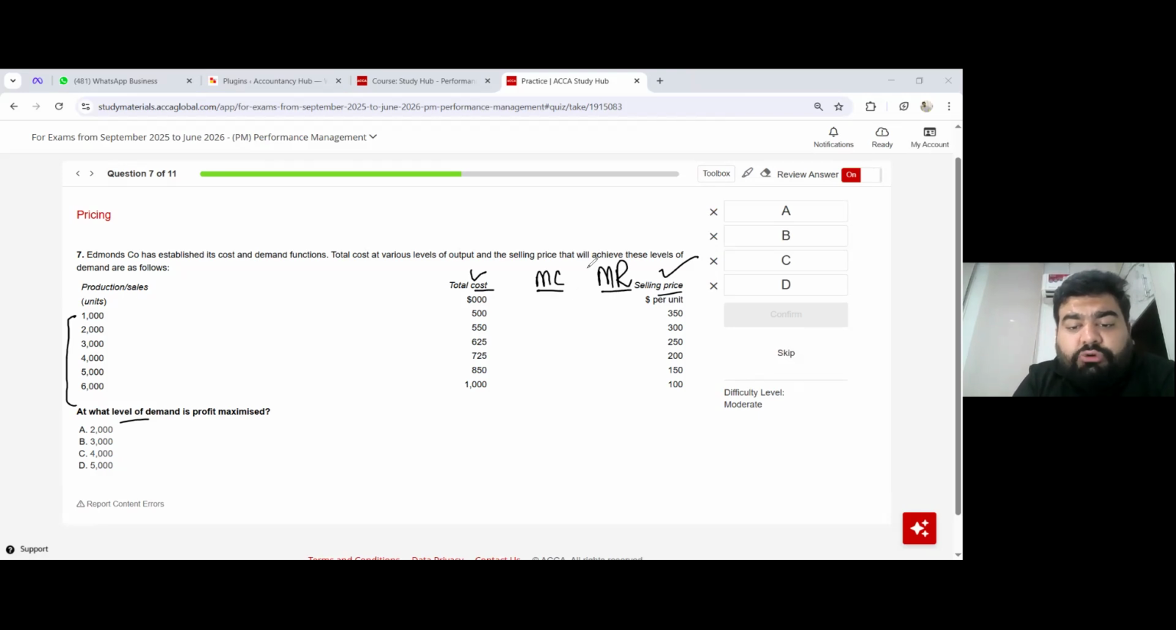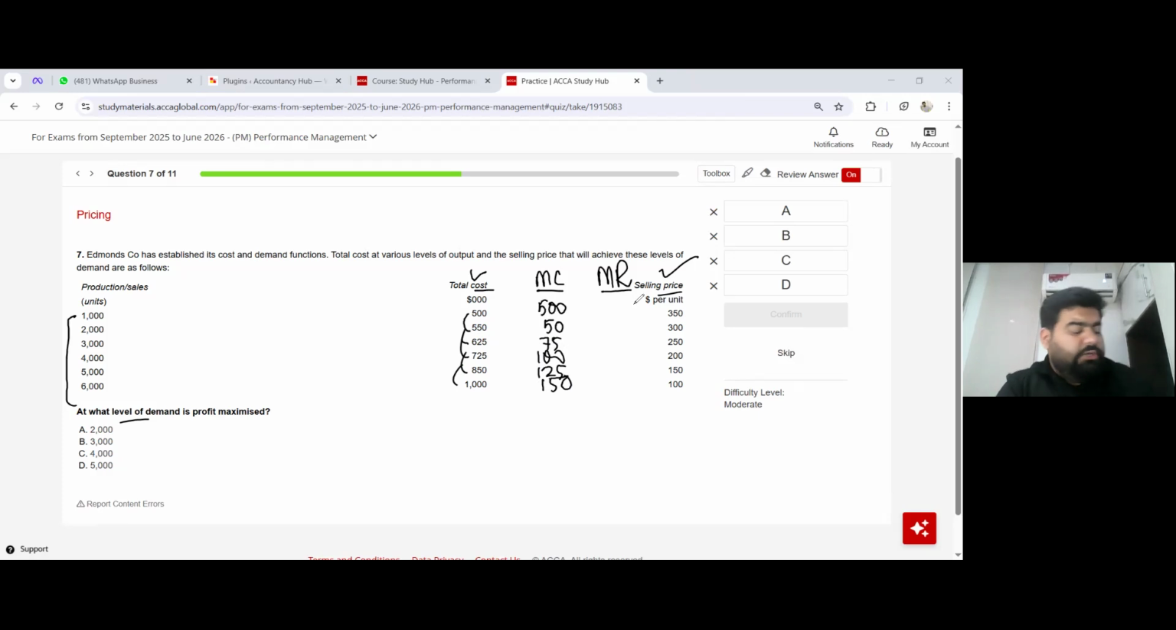Let us calculate marginal cost here. Marginal cost is the additional cost of another unit. So for 500 here, marginal cost is 50. Here marginal cost is 75. How am I calculating it? I'm taking the difference from the last cost. First is 500, but second is 550 minus 500. Then 625 minus 550, this is 75. Then 725 minus 625, it's 100. Then 850, this is 125. Then 1000, this is 150.